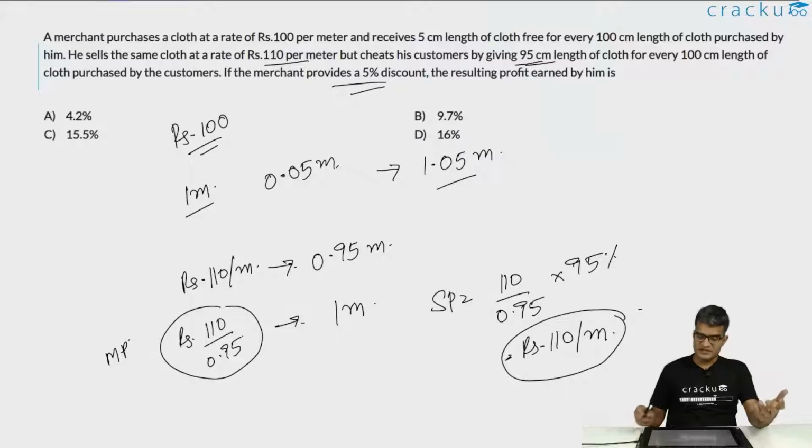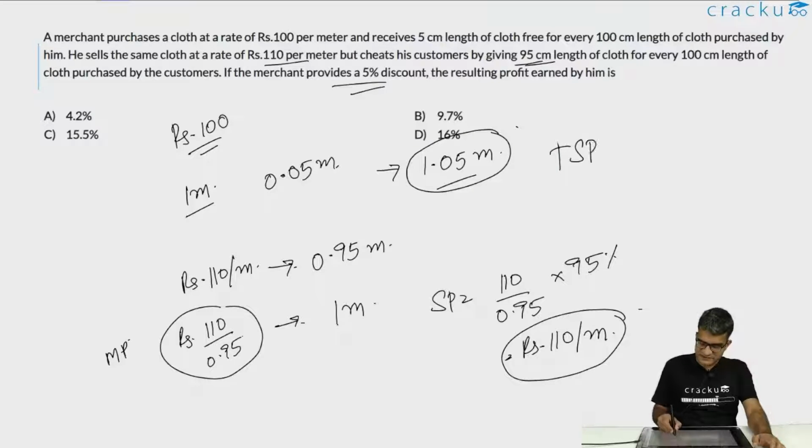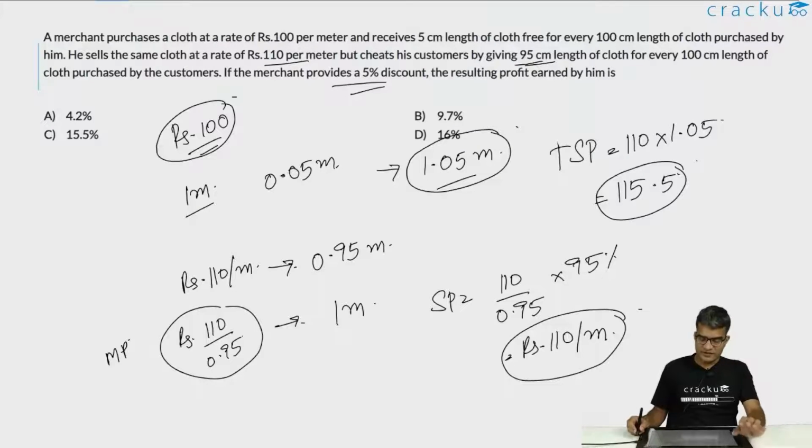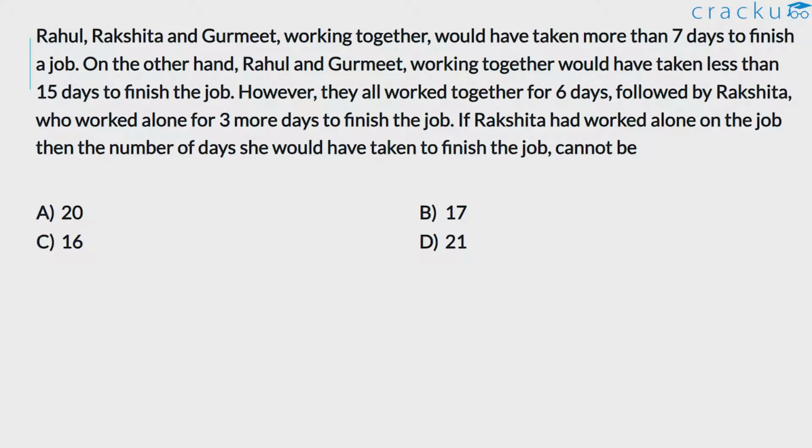How much cloth does he have? He has 1.05 meters. So what is the total selling price? Total selling price will be 110 into 1.05. Total cost price is 100. 110 into 1.05, if you are calculating, will be 115.5 rupees. Therefore, the profit percentage will be 15.5%, which is option C.